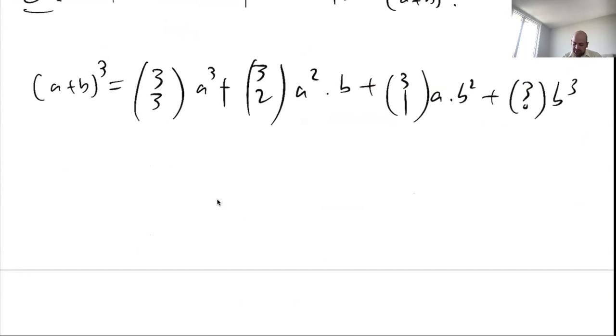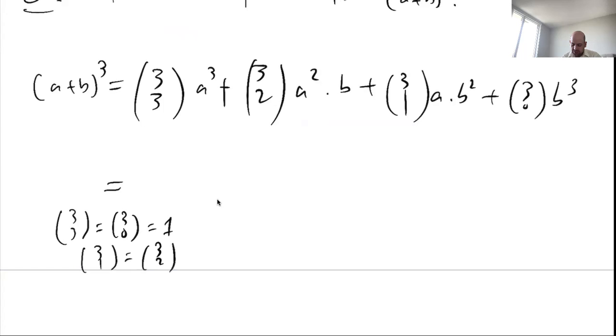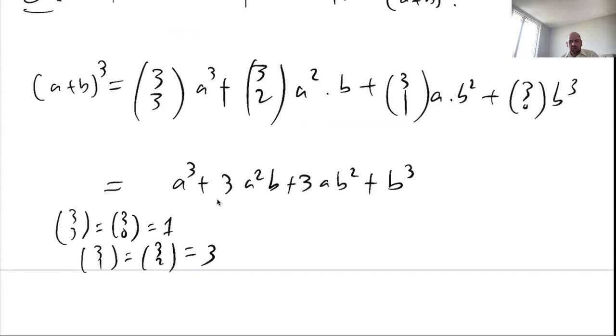Now I can calculate these numbers. 3 choose 3, we'll see it's 1. 3 choose 3 equals 3 choose 0. We can check that these numbers are 1. 3 choose 3 and 3 choose 0 are 1. And 3 choose 1 and 3 choose 2, you can check that these are 3. So then this will be a to power 3, 3a squared b, 3ab squared, and b cubed. Which is the identity you knew from high school.